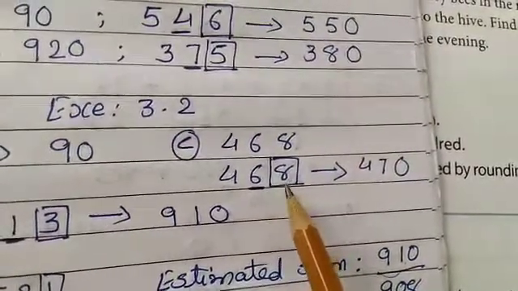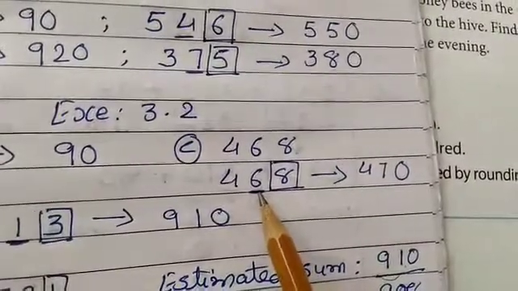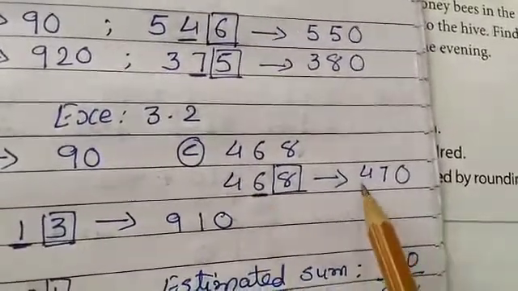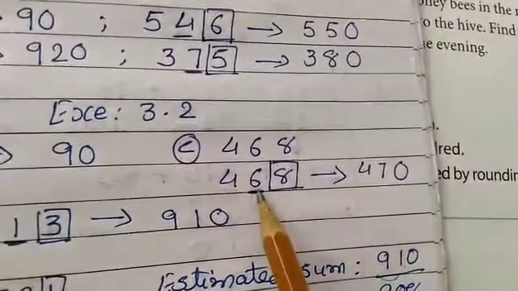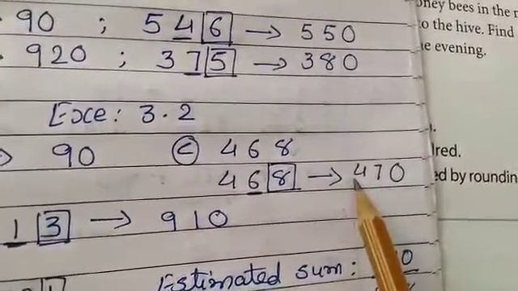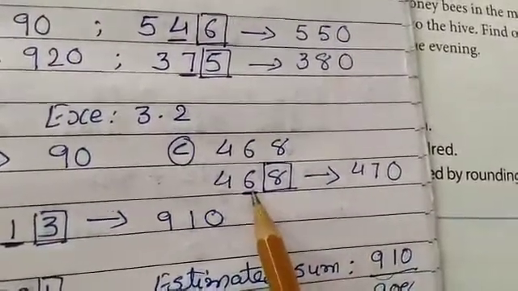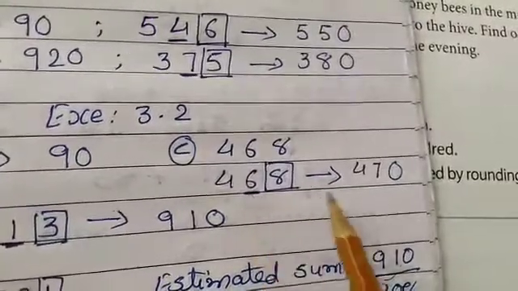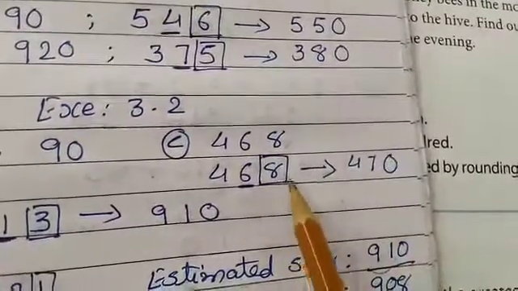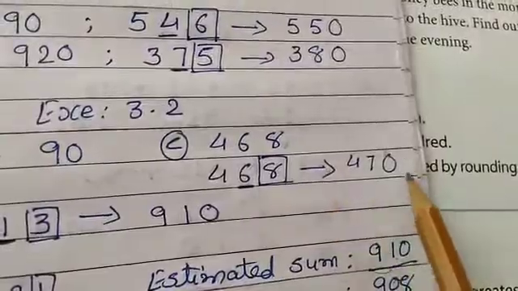Then as per the rule, the digit in the tens place will increase by 1, means 6 plus 1 is equal to 7. 4 will come as it is, we are just talking about tens and ones place, that's why 4 will come as it is. We will do nothing with the digit in the 100 place, right? So 4 will come as it is. 6 will increase by 1, means 6 plus 1 is equal to 7, and the rest of the digits will be 0, means we will write 0 on behalf of 8. So our answer is 470.